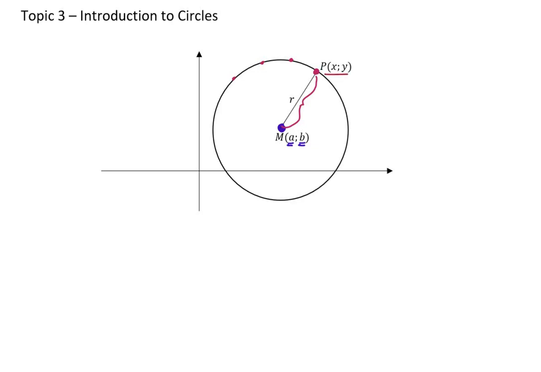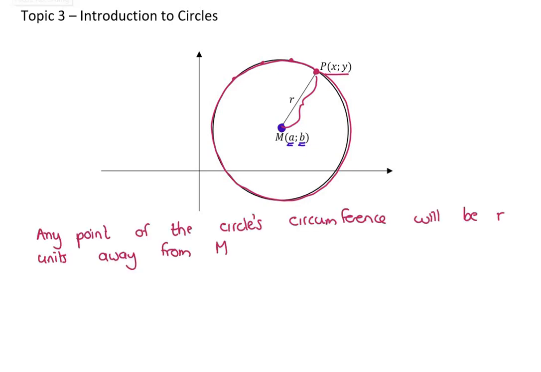So I've put a point P there, which is on the circumference. Now that represents any point on the circumference of the circle, and I've said its coordinates are x, y. Now we know that anywhere you are on the circumference, you are r units away from the center. So what that means is that any point on the circle obeys the same kind of rule. So I've written myself a note there that says exactly that. This circle basically is made up of all the points that satisfy the fact that they are r units away from M. Now the wonderful thing is we have a distance formula.